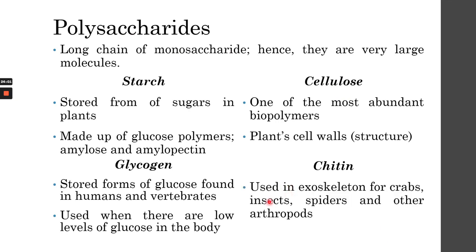Chitin is basically long chains of monosaccharides, and they are used in the exoskeleton of crabs, insects, and spiders. The exoskeleton is basically the hard carapace or the shell surrounding the crab, or lobsters. Those are exoskeletons. And insects also have exoskeletons. Those outer structures protect these crabs, insects, and other arthropods. And their structure is basically polysaccharides, a long chain of monosaccharides.